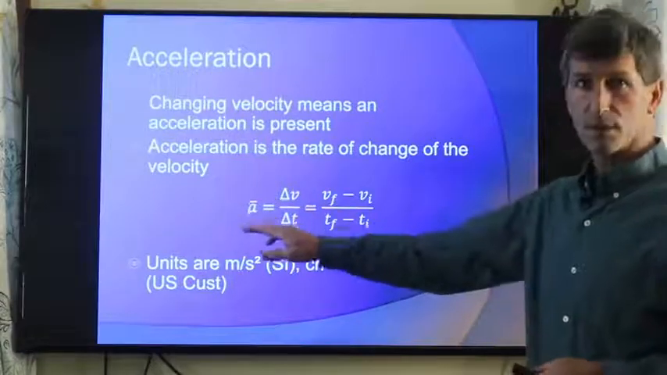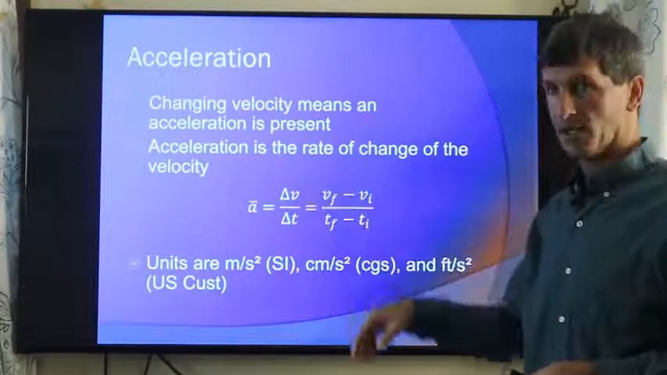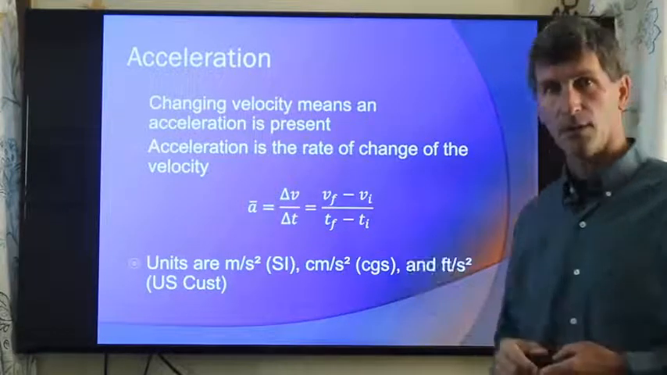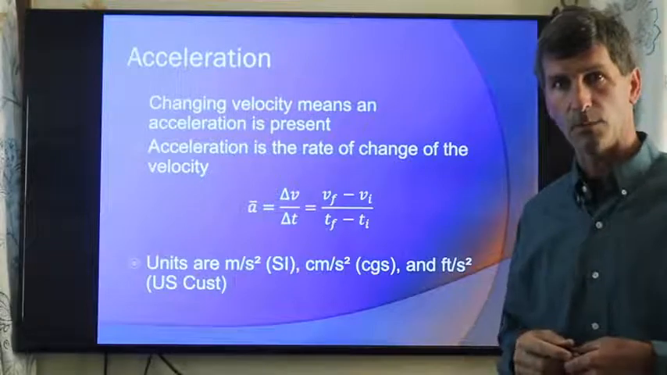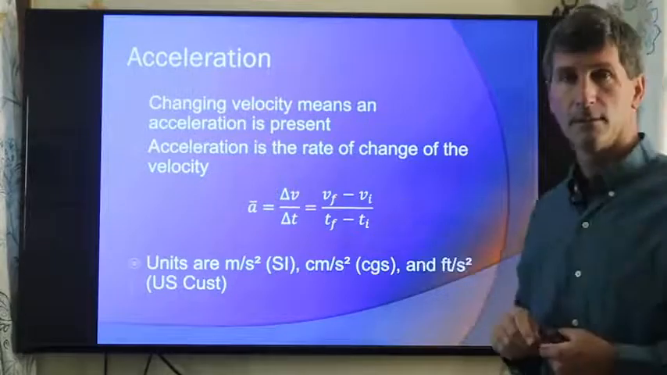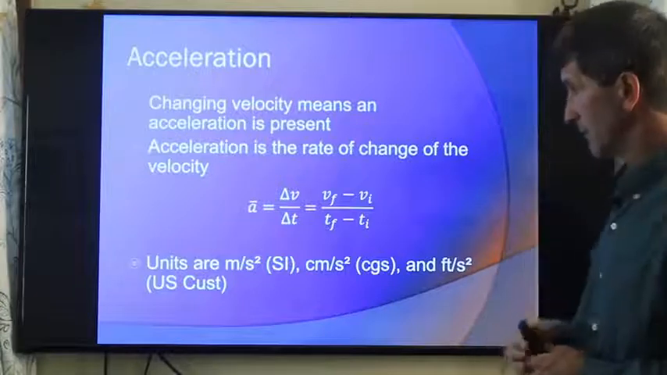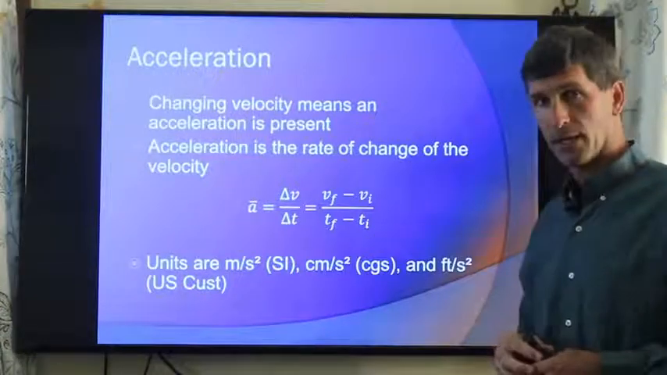Our average acceleration is always the change in velocity. What was the velocity when we stopped? What was the velocity when we started? At least when we ended, whatever measurement we're taking. What was it when we began whatever measurement we're taking? Divided by the change in time.